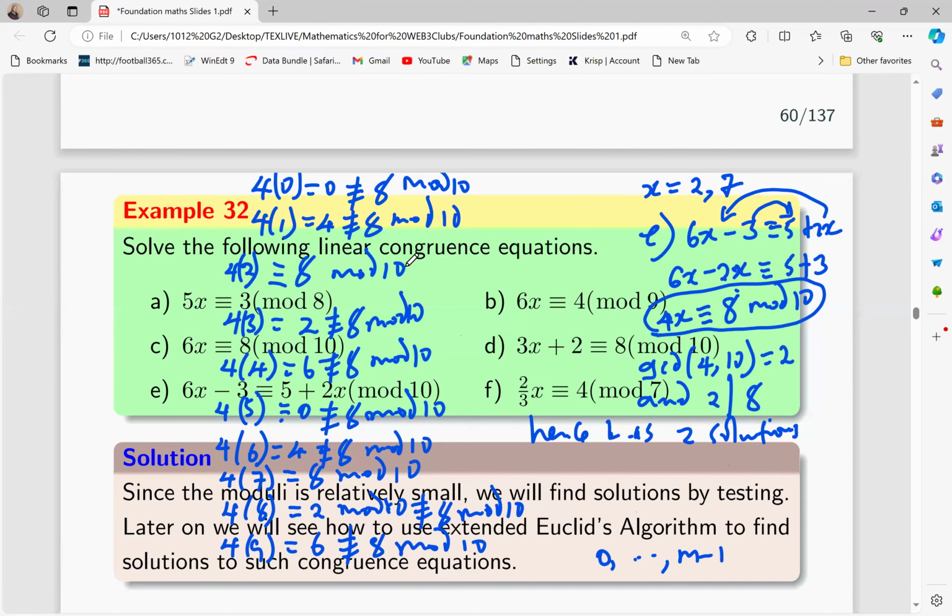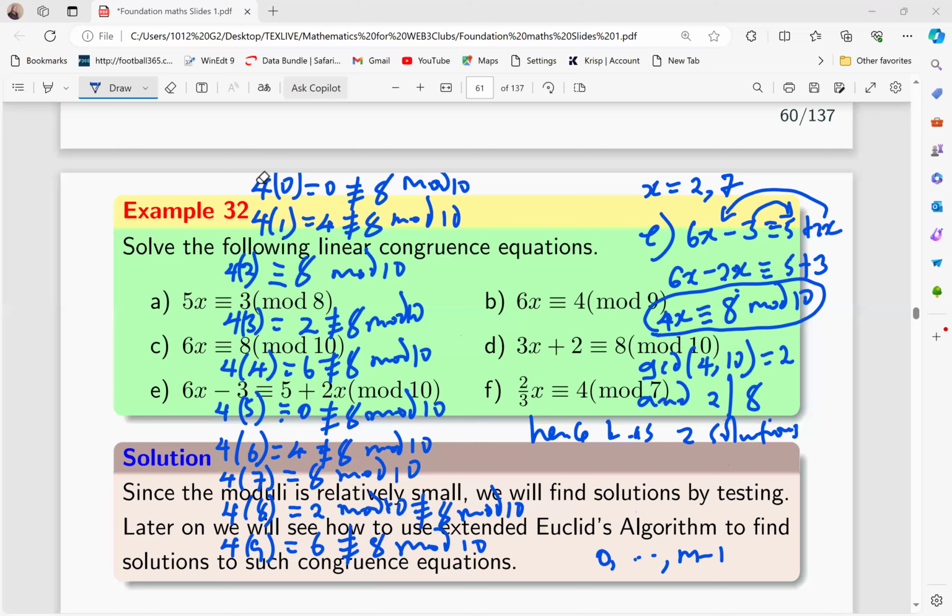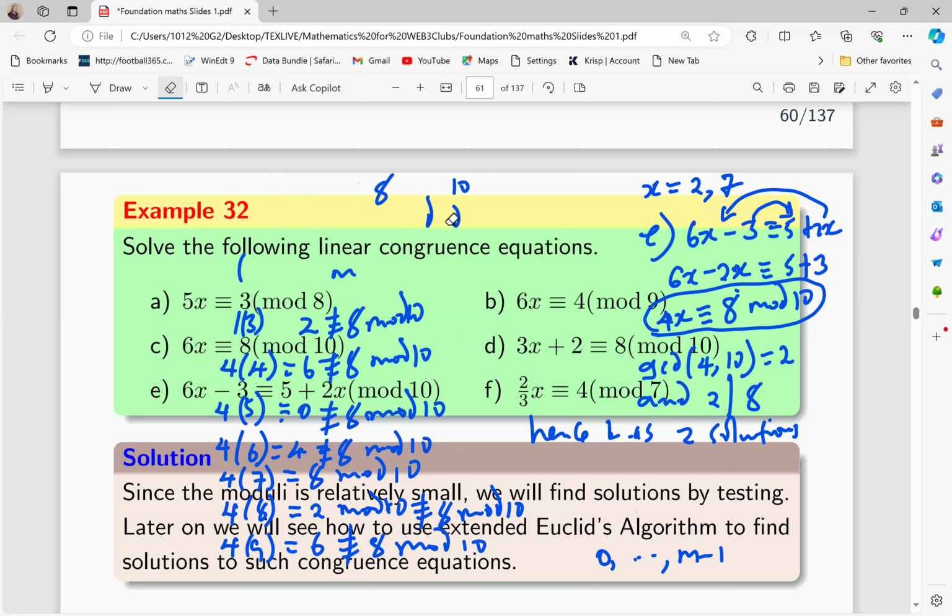Now, any question before I look at how to use the extended Euclid's algorithm? Any question? Okay, I cannot see any on the chat. Anybody with a question? Okay, let's look at how to use the extended Euclid's algorithm.